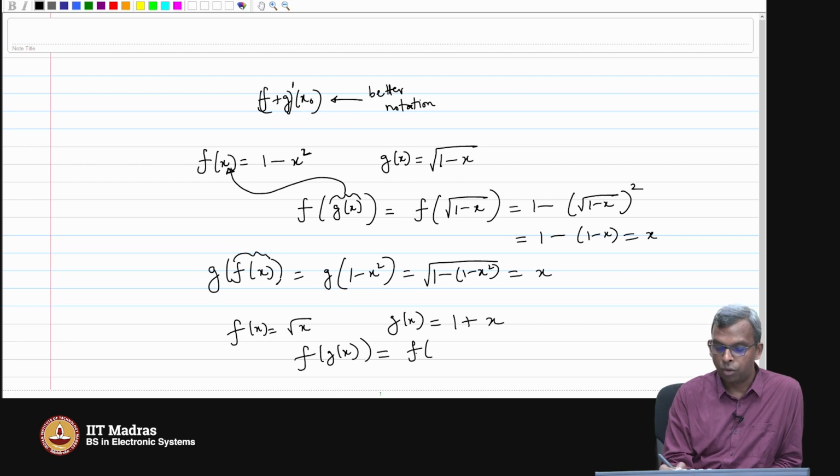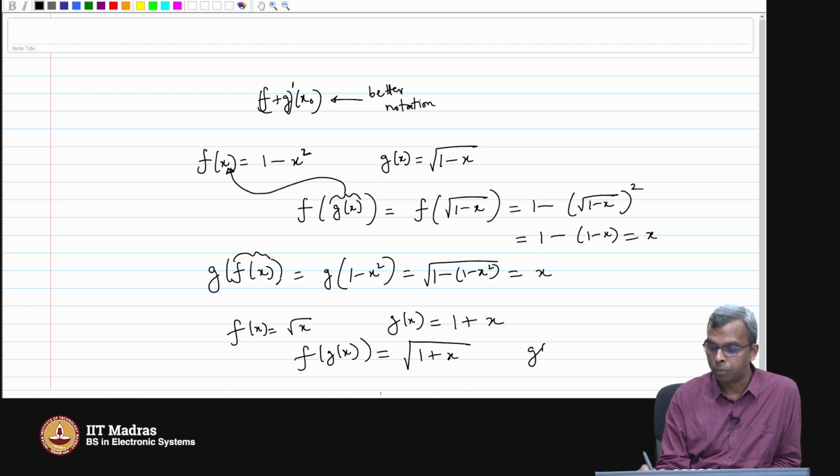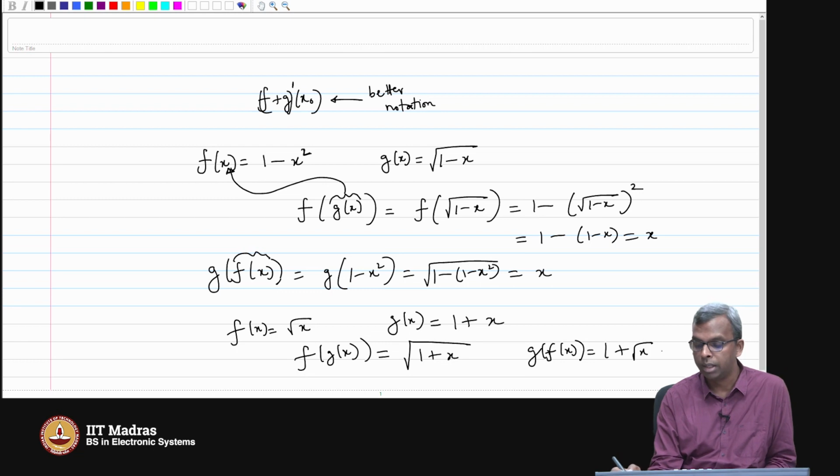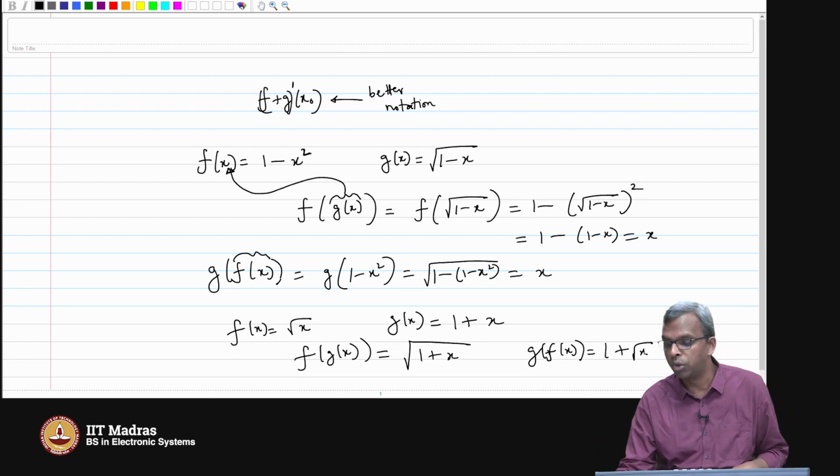It will be f of, so as you get more and more experienced with this, you don't need to write all these things in gory detail. When you say f of g of x, I am going to put square root and put 1 plus x there. That's it. I get it very immediately, right? G of f of x, if I want to do, it's going to be again 1 plus, instead of x, I'm going to put root x. That's all.